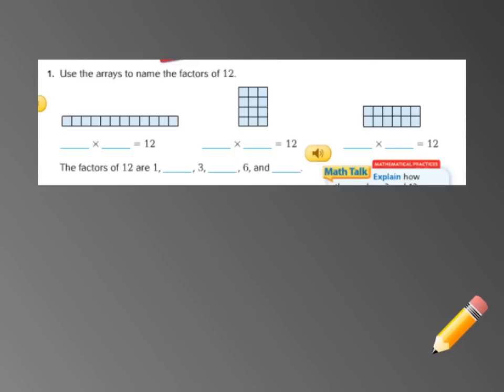Now that our arrays are drawn, we can use them to name the factors of 12. In the first example, this is 1 times 12 equals 12. In this example, we've got 3 times 4 equals 12. And over here we have 2 times 6 equals 12. So the factors of 12 are 1, 2, 3, 4, 6, and 12.